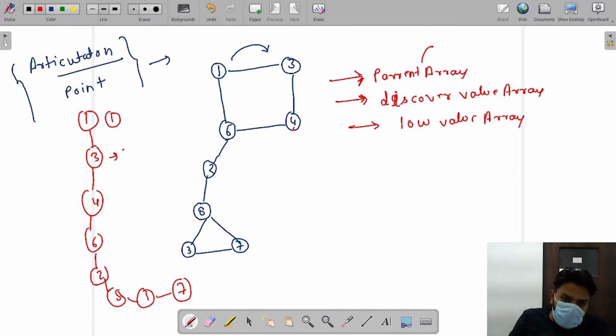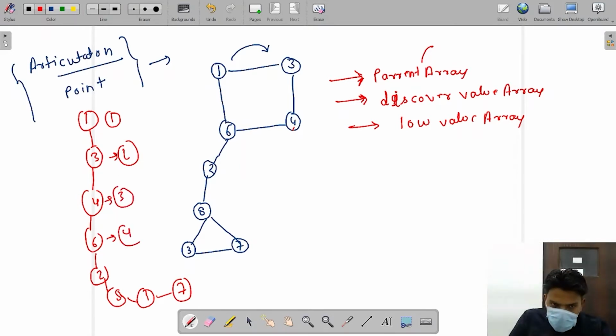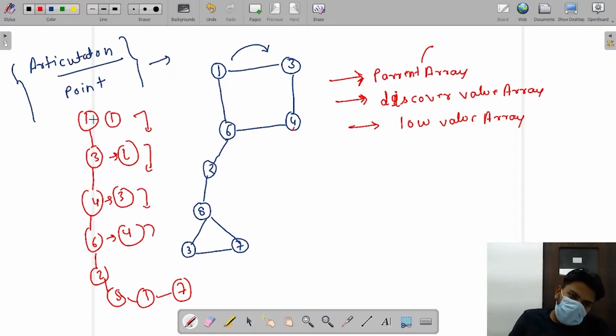And this is discovered at the stage of 2 when we call in DFS, and this is discovered at the stage of 3, and this is discovered at the stage of 4 in the recursive call. In the recursive call, the stage of 1 is discovered as a stage. It means 1 is discovered at the first stage, and 3 is discovered at the second stage. The discovered value of 3 is 2. So this is the stage where the vertex is discovered.